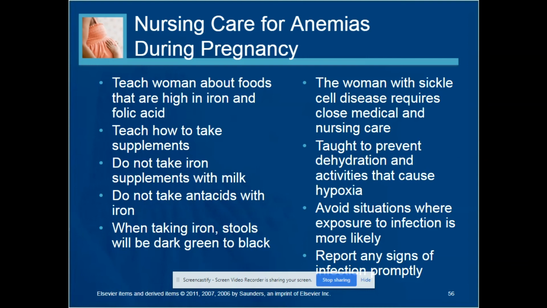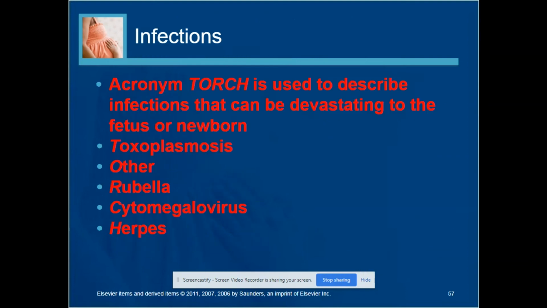Teach the patient how to take the supplements. Supplementation should not be taken with milk or any type of calcium supplement and acids. They should be taken with vitamin C. When taking iron, the stools are going to be green, dark green, or black. The woman with sickle cell disease is going to require lots of medical care and nursing care. They need to be taught to prevent dehydration or prevent activities that cause hypoxia, because that can cause a crisis. Avoid situations where exposure to infection is likely, and report any signs of infection promptly.